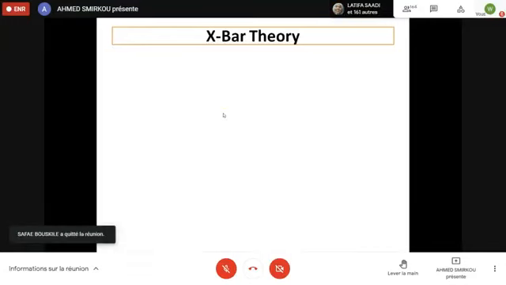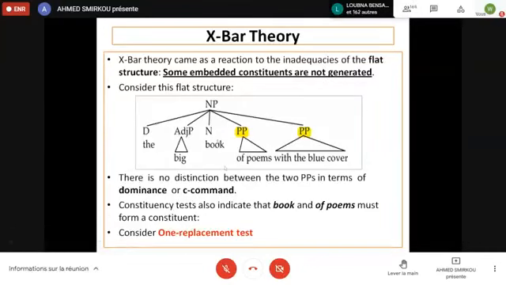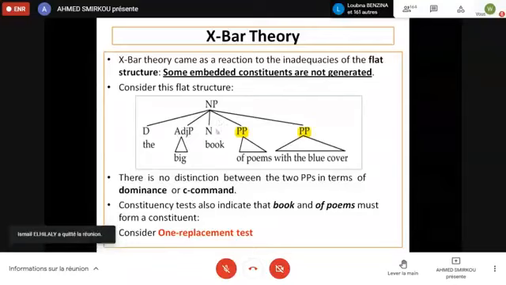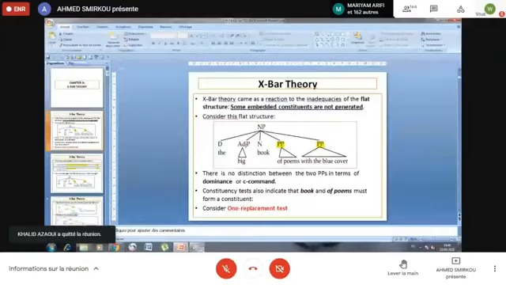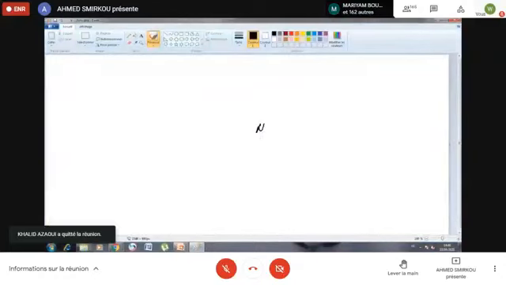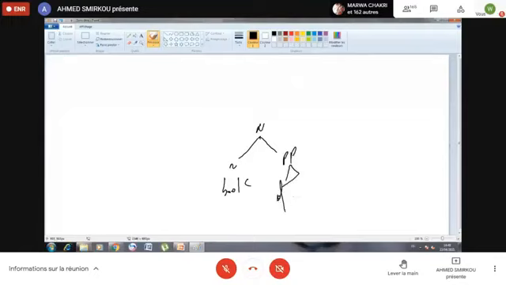which means if we go back to the tree again, book of poems is not branched from the same node. We need book of poems, only book of poems, to be branched from something here. We need a node that includes only book of poems. Let me branch it here. We need a node that includes only something like this, noun book, and the first preposition of poem. We need a node that includes only book and of poems because they can be replaced by one and because they form a constituent, so they must be branched from only one node.